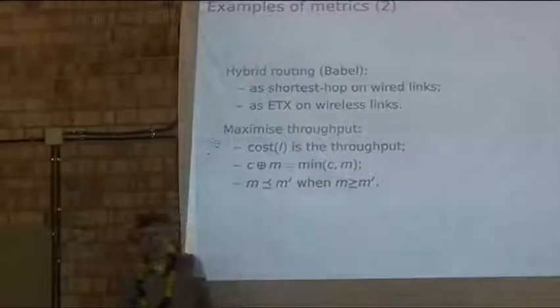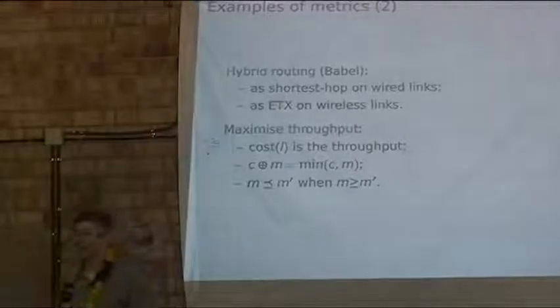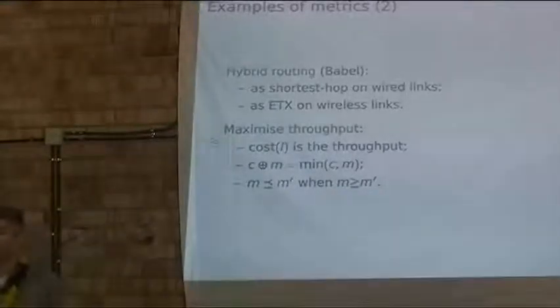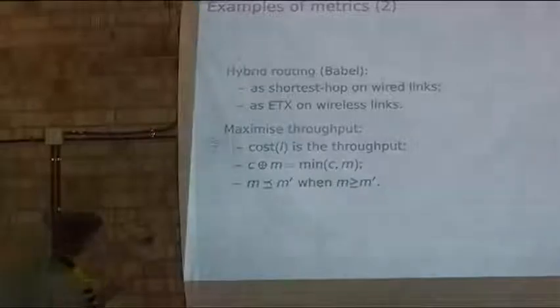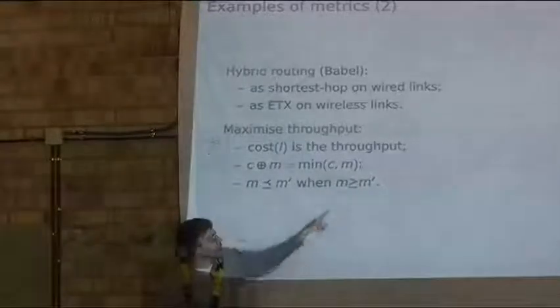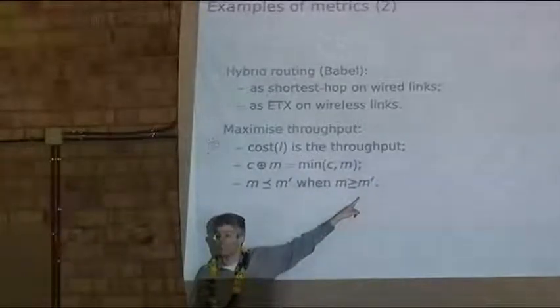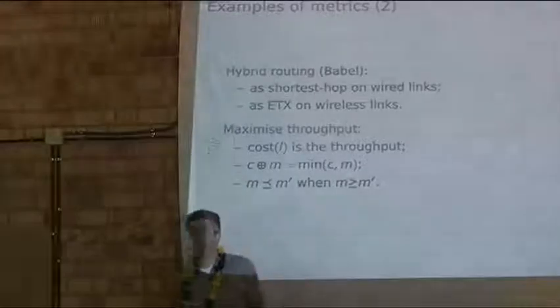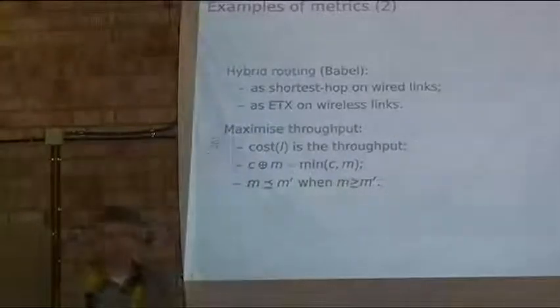And now you want to maximize throughput. So larger is better. And so the ordering on the metrics is the ordering on numbers, but inverted. Okay, so that's an example of a non-additive algebra for metrics.